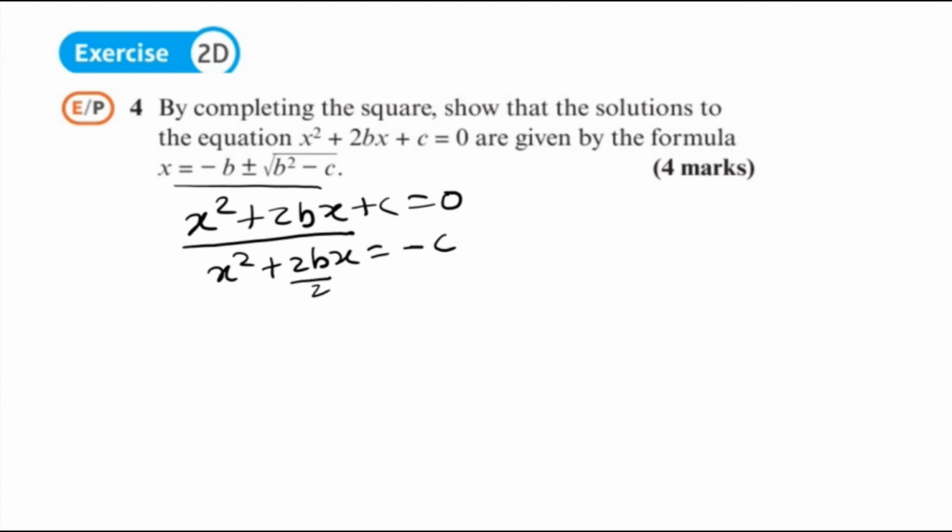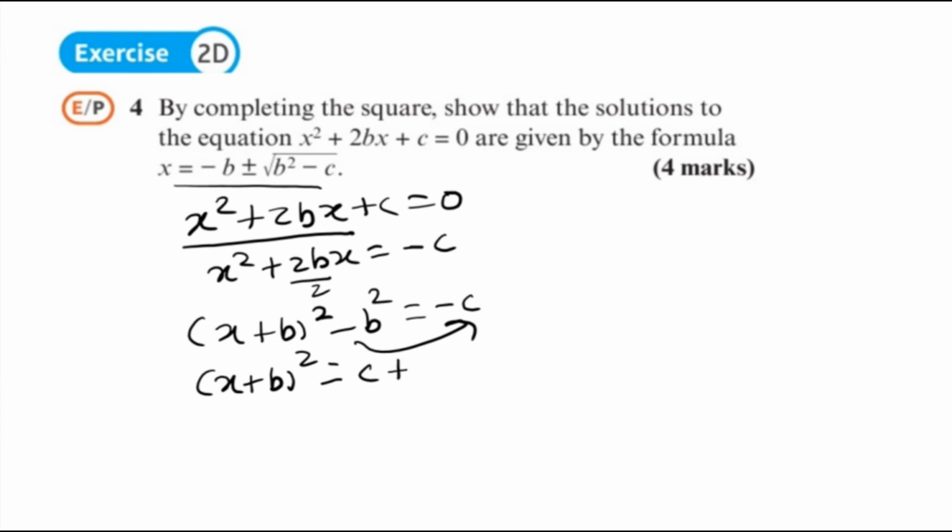Now divide by 2, which is giving me b. So I can write x plus b squared minus b squared is equal to minus c. Because I want to find x, I will move this b squared to this side. So x plus b squared is equal to b squared minus c.